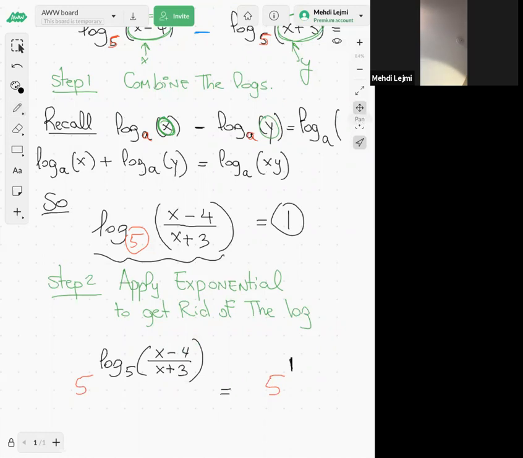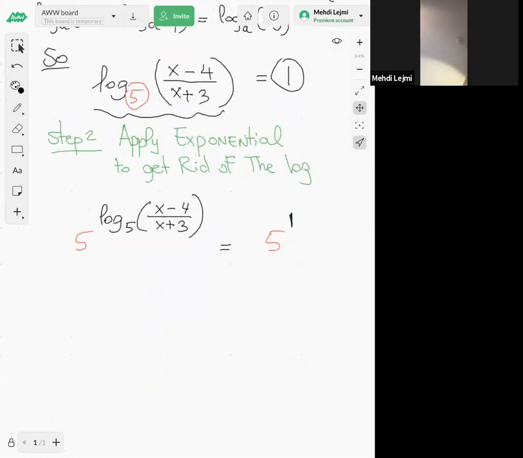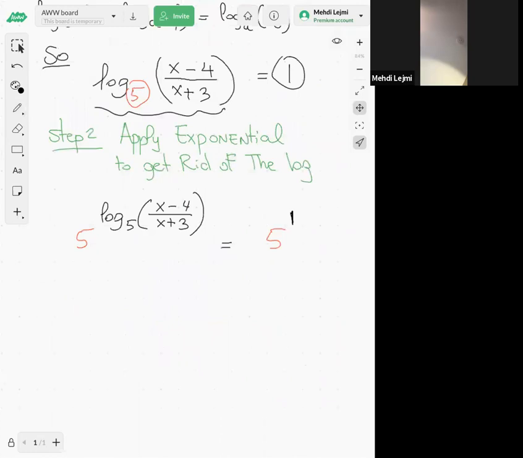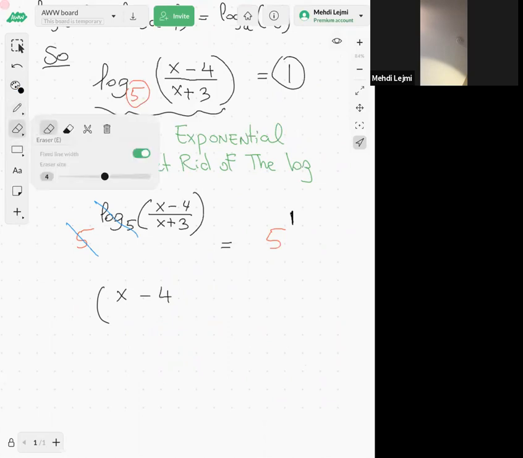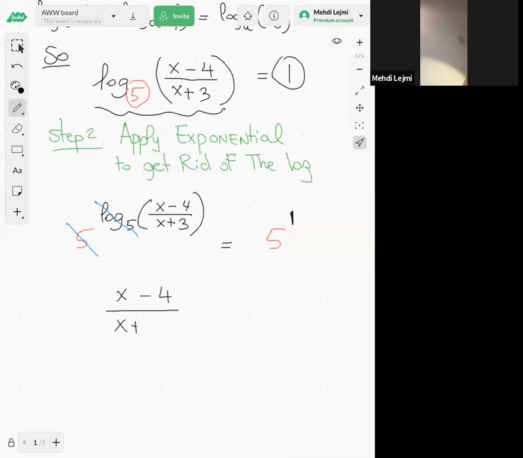We said the exponential and the log are inverse of each other, so they cancel out. This exponential base 5 and this log in base 5 cancel out, and so that would be just (x minus 4) over (x plus 3) equals 5. Right? So we got this equation.